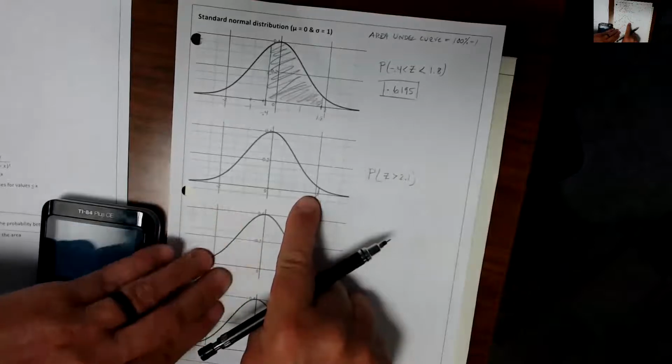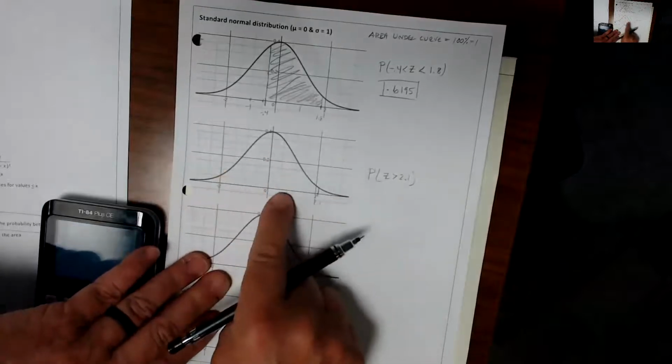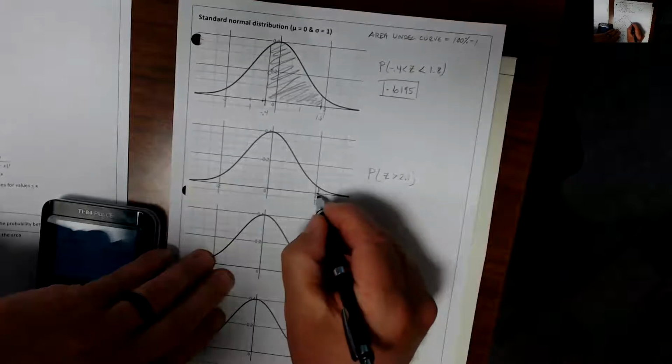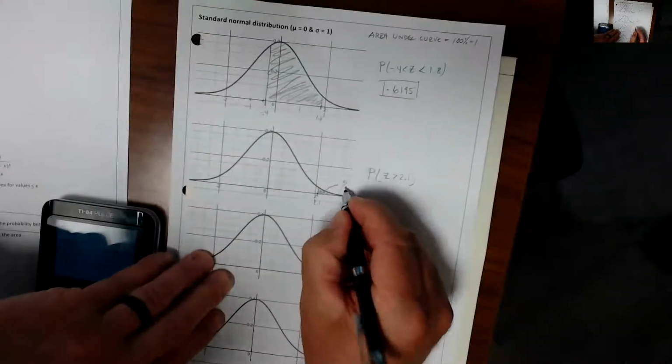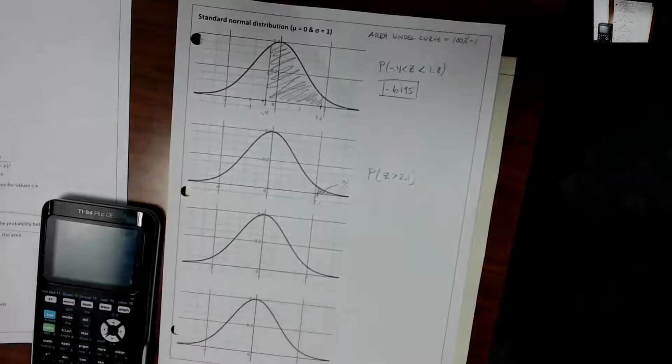I could have said lower, which means I'm shading this whole left side. But I didn't say lower, I said higher. So that means we're talking about this side. So I'm looking for that percent right there. So now again, you should have a reasonable answer to this. You should be able to reason out a decent answer before you even punch buttons in the calculator.